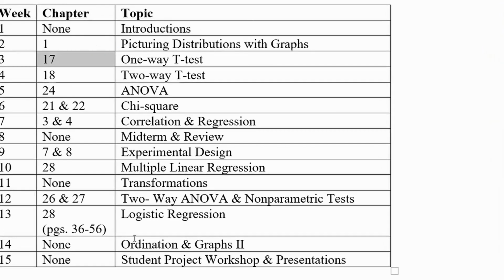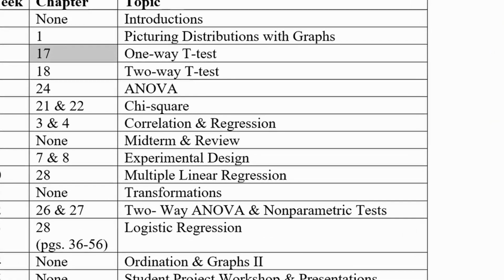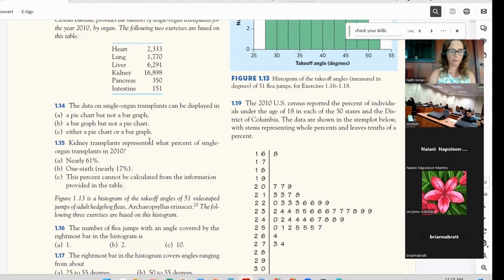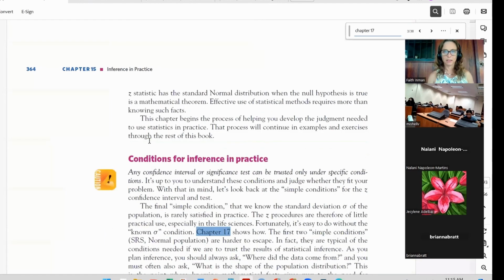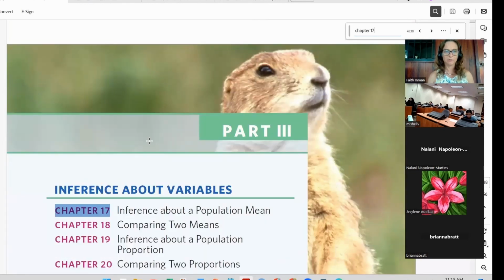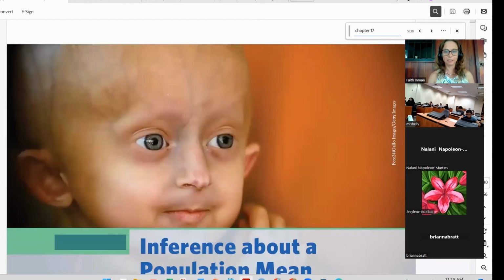Right? One-way t-test. So let's go back to the textbook. And what I'm going to do is Control F again. I'm going to search for chapter 17. And it's going to come down. First it's going to talk about chapter 17, and then it's actually going to get to chapter 17, right?